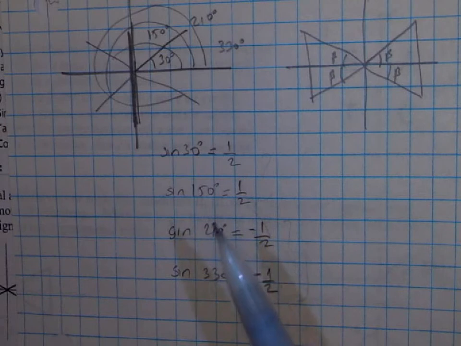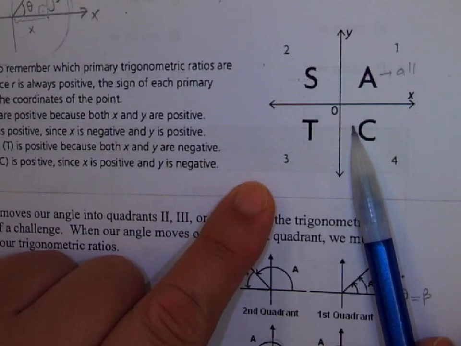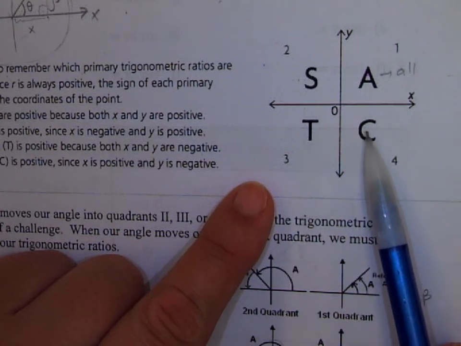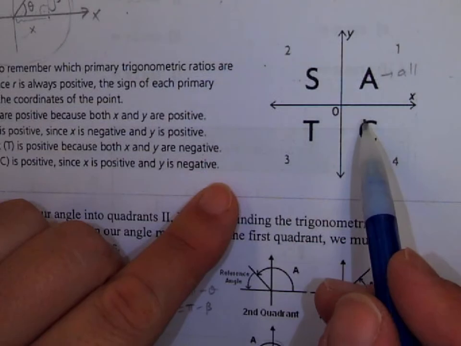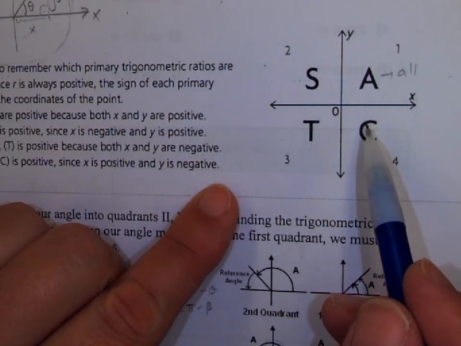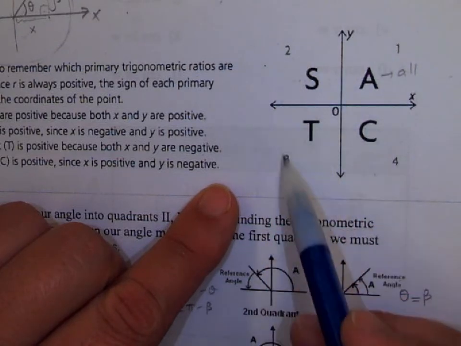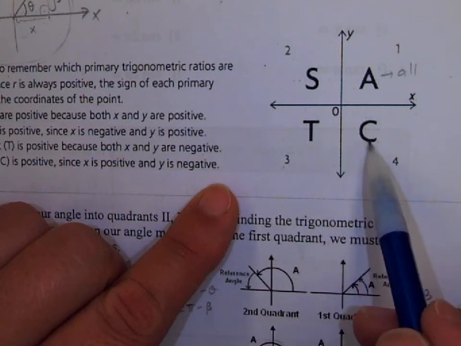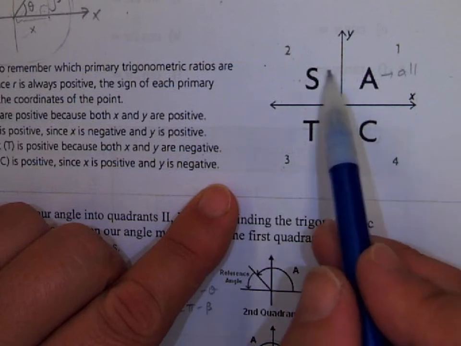So let's say we are working with those angles, how do we know which ones are going to be positive, which ones are going to be negative? So we use CAST to know which ratios are positive and which ratios are negative. So here, quadrant 1, 2, 3, 4. You start writing CAST from quadrant 4. Okay, CAST, and this is what it means.